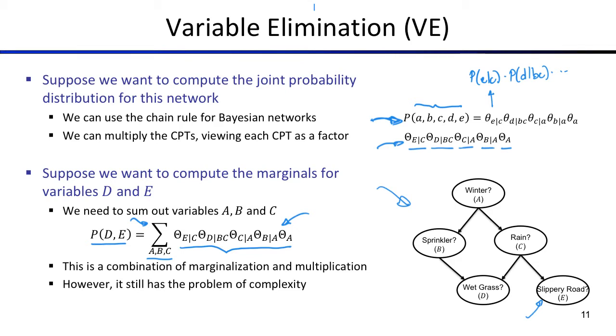The problem of this approach is the fact that when we multiply all those factors together, we get the joint distribution over all variables, and that is exponential in the number of variables. So we still have the problem of complexity, but we can do better. We can anticipate the summations a little bit, so we never get into the full joint distribution. Let's see how we can do that.